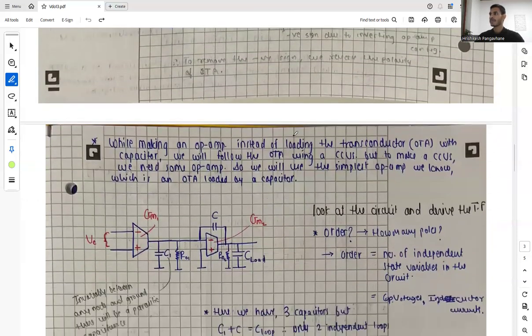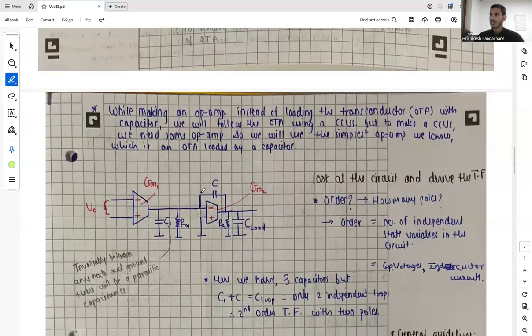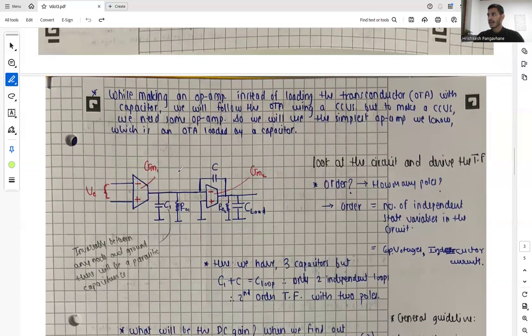So while making an op-amp, instead of loading the transconductor with a capacitor, we will follow the OTA using a current controlled voltage source. But to make a current controlled voltage source, we need some op-amp. So we will use the simplest form of op-amp we knew till now, which is an OTA loaded by a capacitor. So we have our OTA loaded by our capacitor and our non-ideal resistor, and this is what we are applying to our main transconductor.